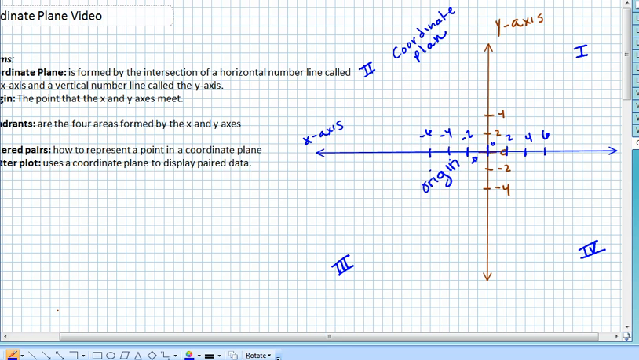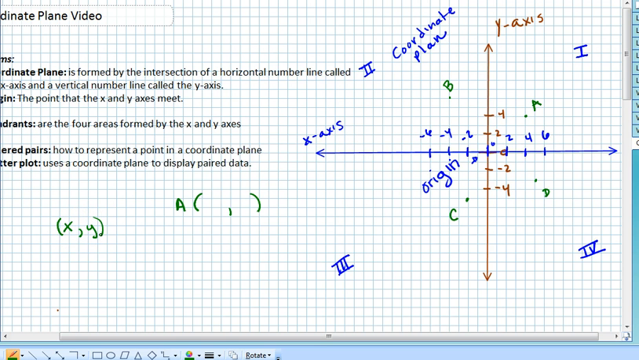Now let's imagine that I have some points in my coordinate plane. So let's put a point right here, and another one here, maybe one here, and one right here. Let's give these points names. So let's call this A, B, C, D. Imagine if I wanted to describe the location of point A. I do this using an ordered pair. And it's written like this.